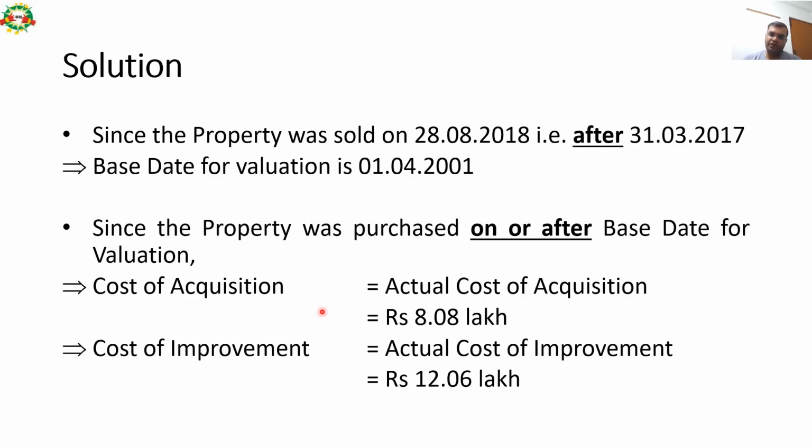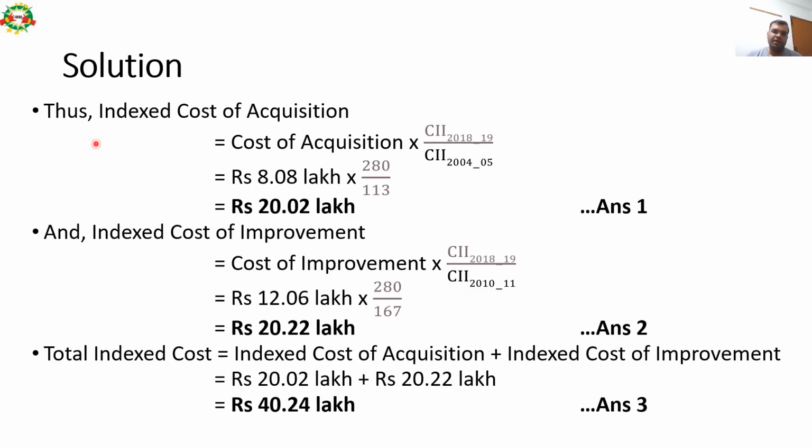That means cost of acquisition is equal to actual cost of acquisition, and likewise cost of improvement is equal to actual cost of improvement. Both are given in the question, 8.08 lakhs and 12.06 lakhs. Thus index cost of acquisition is equal to cost of acquisition multiplied by cost index for sale year divided by cost index for acquisition year, since it is later than base year.